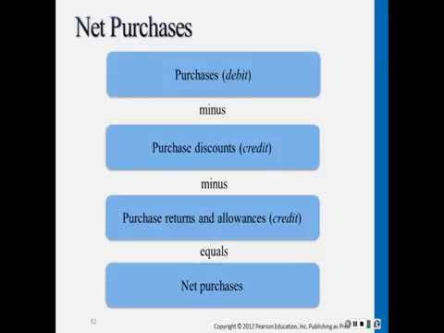During the period, the business records the cost of all inventory bought in the purchases account. The balance of purchases is a gross amount because it does not include subtractions for discounts, returns, or allowances. Net purchases is the remainder after subtracting the contra accounts from purchases.